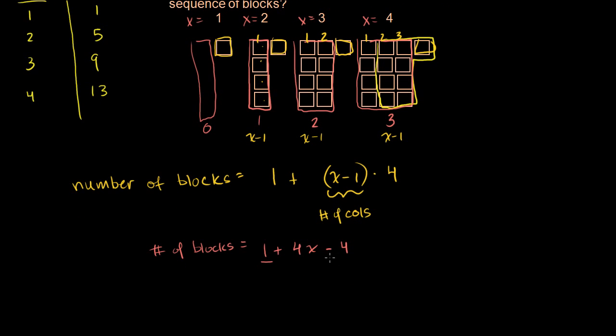We have a 1 and we have a minus 4. Or I guess we're subtracting 4 from it. So this is going to be equal to 4x minus 3 is the number of blocks given our x term. So if we're on term 50, it's going to be 4 times 50, which is 200, minus 3, which is 197 blocks.